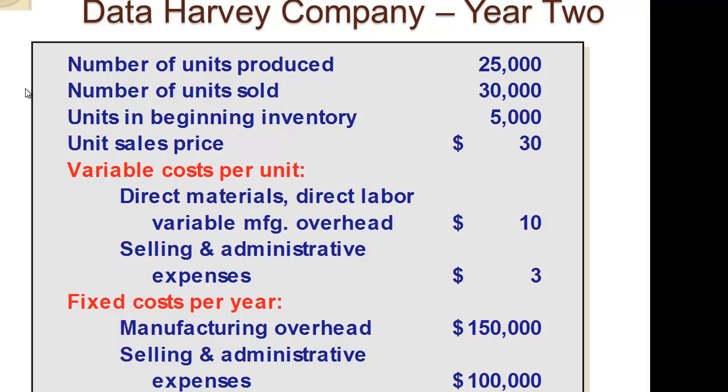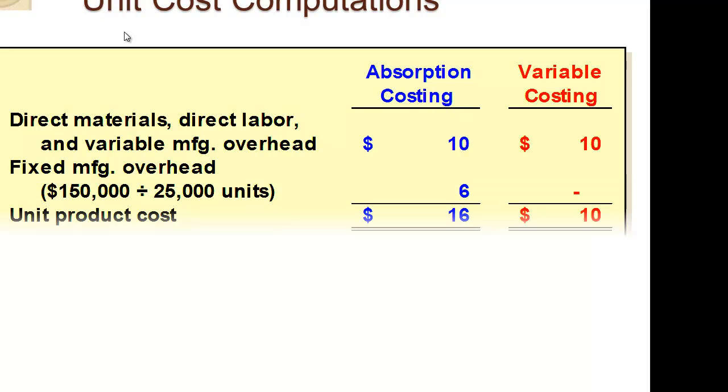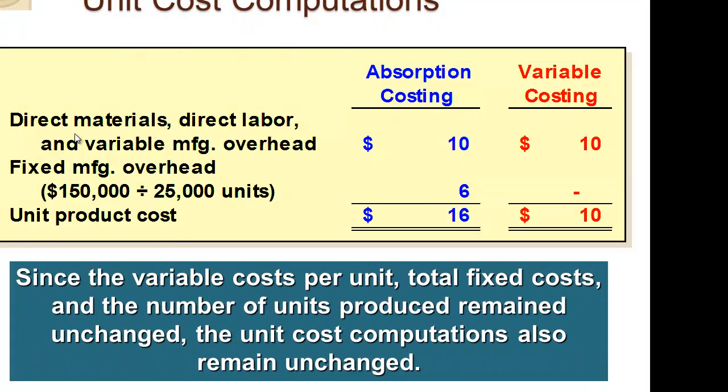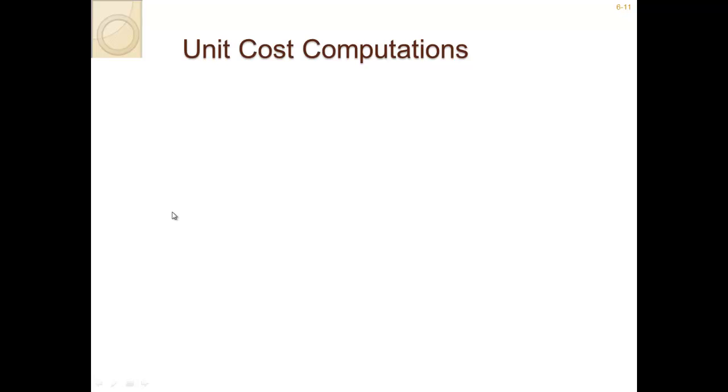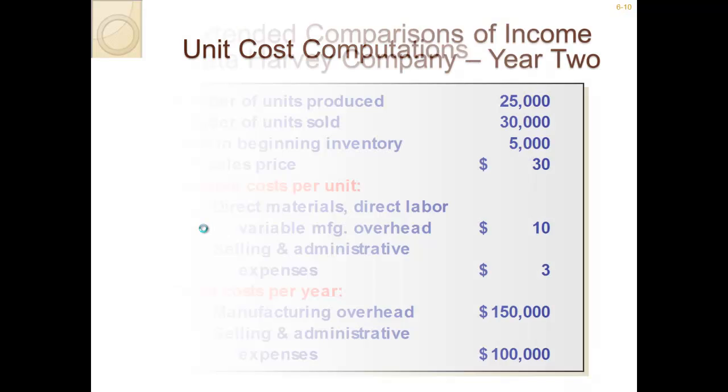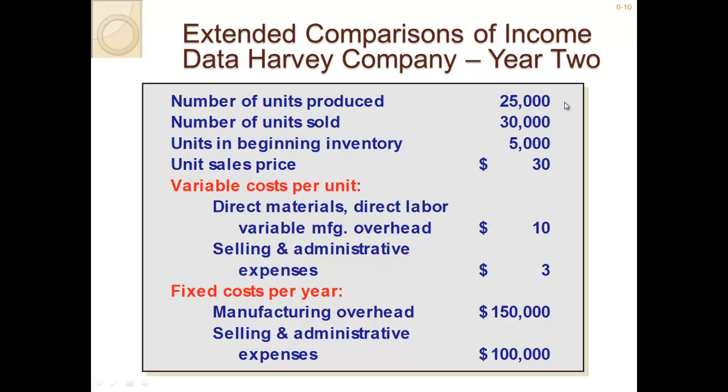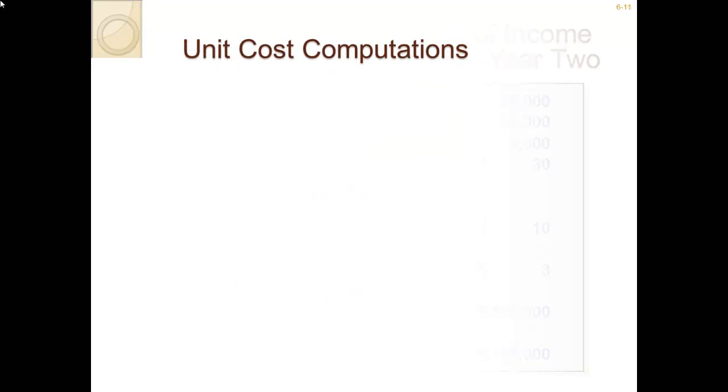This problem has been extended to show you what would happen if you did a second year. Well, in the second year, you're going to use the inventory, right? So, absorption costing. Let me go back to the previous one. Okay, so we produced 25,000 units, we sold 30,000 units, and we have beginning inventory of 5,000 units. Our unit sales price is $30. Direct material is 10, this is the same as before. Selling and admin is 3, manufacturing overhead is 150, and selling and admin fixed is 100.